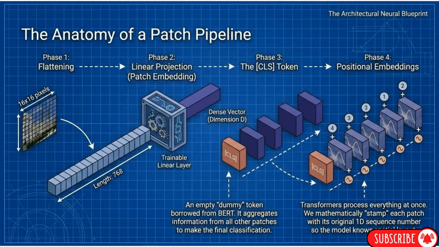Let's understand the patch pipeline step by step. First, the image is divided into patches. Second, each patch is flattened into a long vector. Third, a linear projection converts each patch into an embedding. Then, a special classification token, often called the CLS token, is added. This token collects information from the full image. Finally, positional embeddings are added, so the model knows the order and location of patches. After this, the sequence is ready for the transformer encoder.